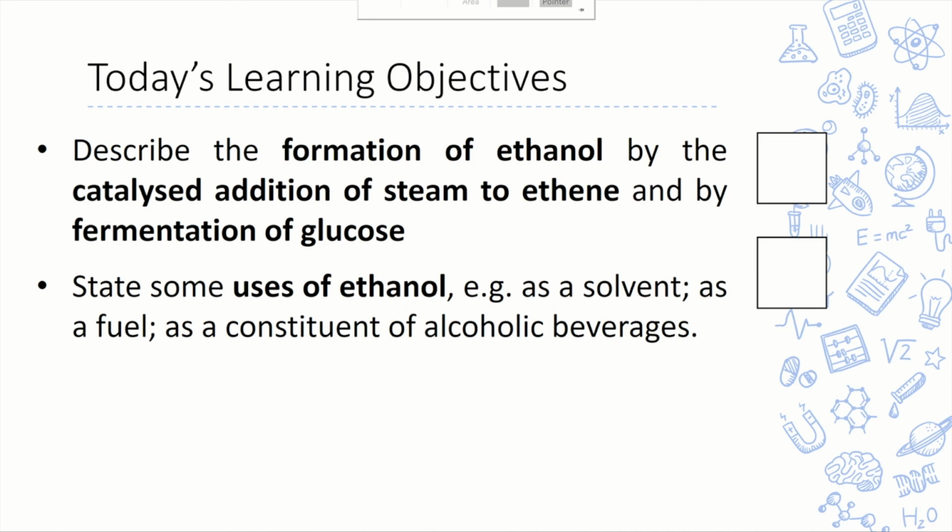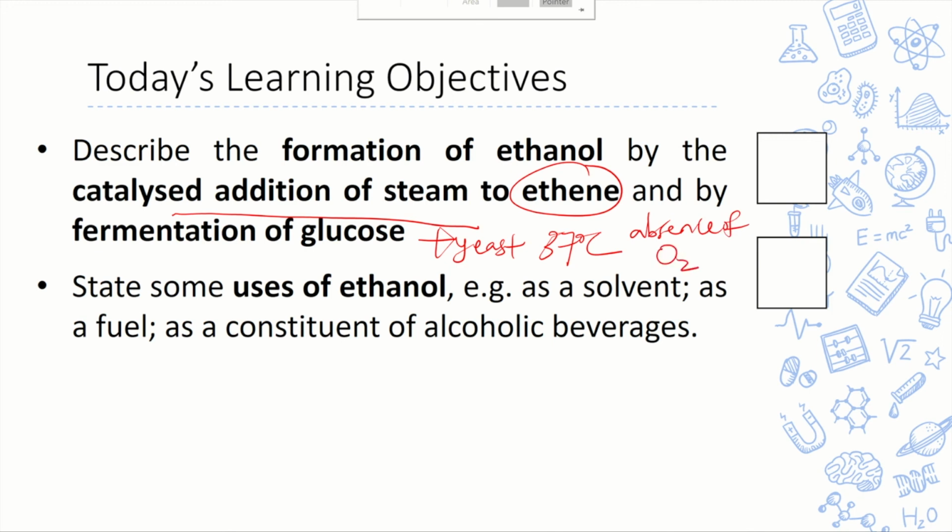And we also took a look at the 2 ways to produce ethanol. One of them is adding steam, which is called hydration, to ethene. And the last one is fermentation of glucose using yeast at 37 degrees Celsius, in the absence of oxygen. And the last part, very briefly, we took a look at the uses of ethanol. Other than being an alcoholic beverage, it is also used as a fuel. So that is the end of the homologous series of alcohol.